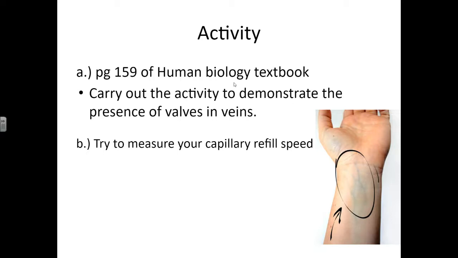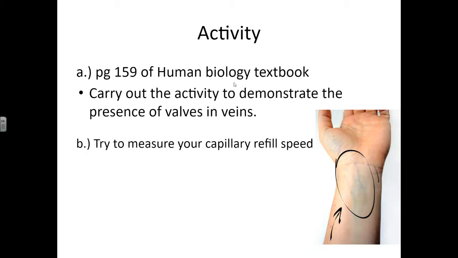On page 159 of the Higher Human textbook, you would carry out an activity to demonstrate the presence of valves in veins. If you're someone who has a lot of the little blue veins running around the body, you might have done this before. You can kind of do it on your wrist. It's easier to do on your, I think what's called your ACF, your antecubital fossa.